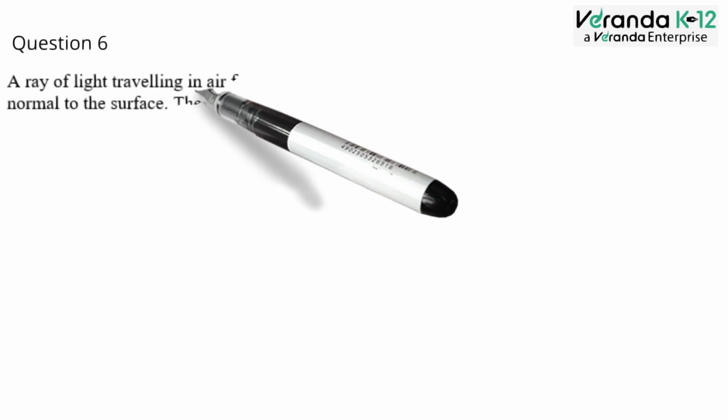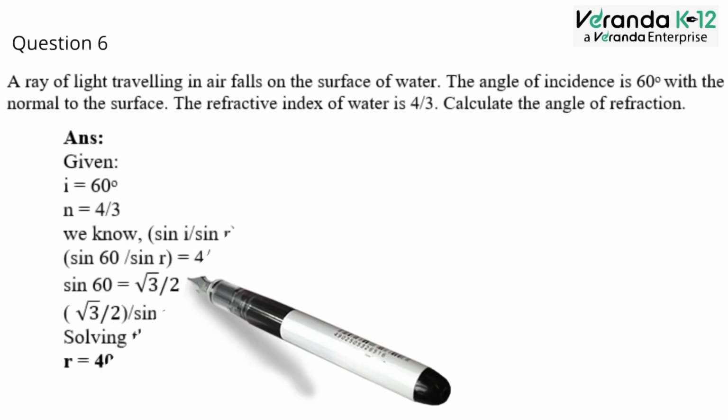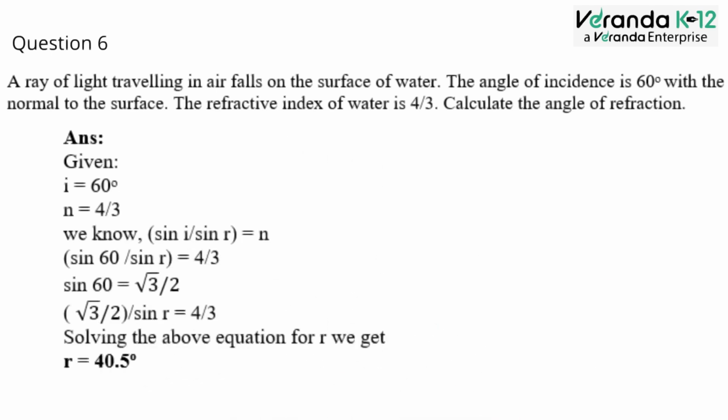Question number 6. A ray of light traveling in air falls on the surface of water. The angle of incidence is 60 degree with the normal to the surface. The refractive index of water is 4 by 3. Calculate the angle of refraction. Solution. Given values. Angle of incidence i is equal to 60 degree. Refractive index n is equal to 4 by 3.